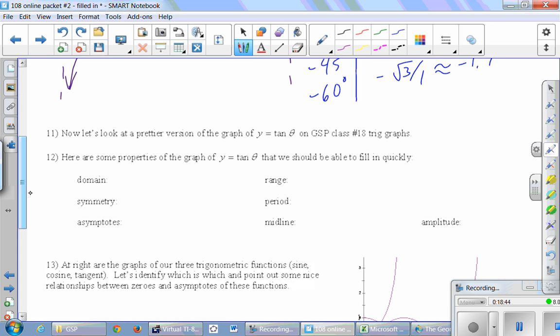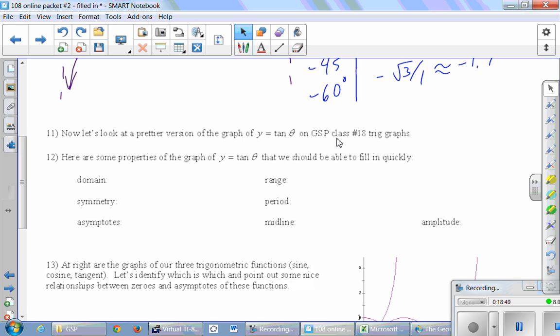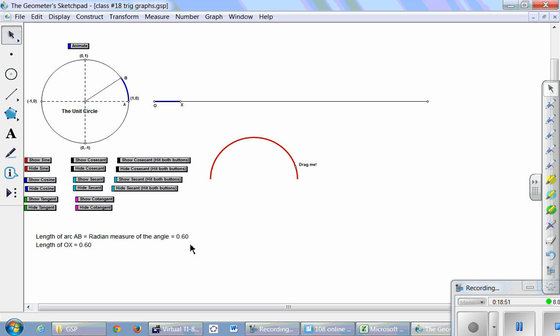Okay, so let's look at a prettier version of the graph of tangent on this GSP file. So here it is. Just to remind you, we've looked at this GSP file together before. The sine of an angle we know is the y-coordinate. So I'm going to hit the show sine button and we're going to see this vertical line pop up. And it's just translated right over here. And when we change the angle, you can see that vertical line gets bigger and it's copied over here. And we traced the top point and we saw our very familiar looking sine graph.